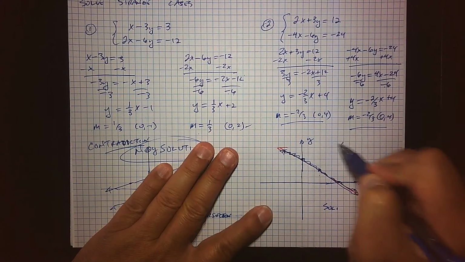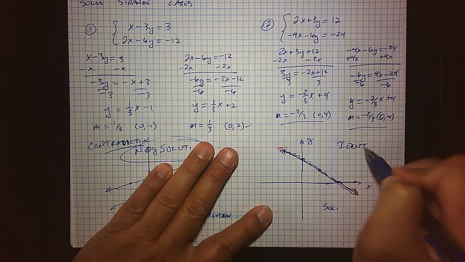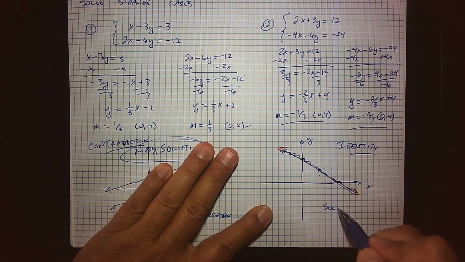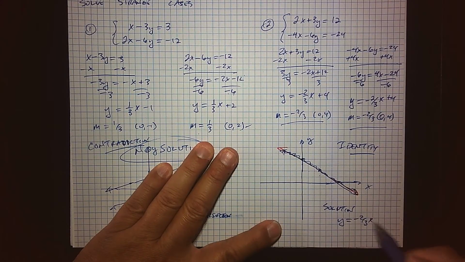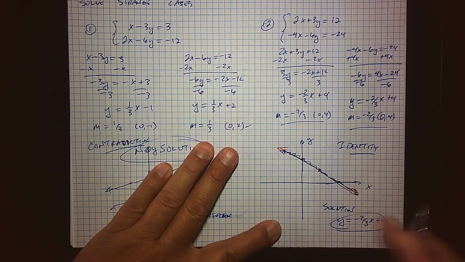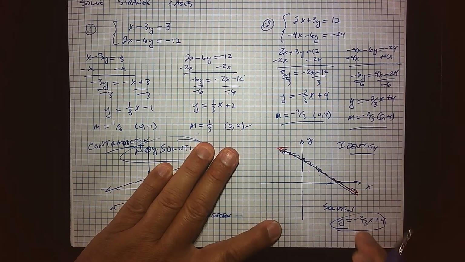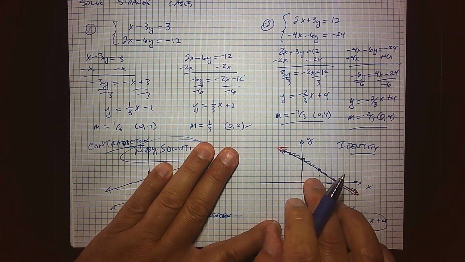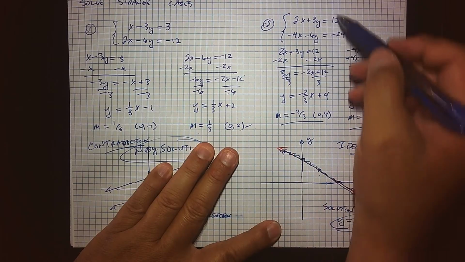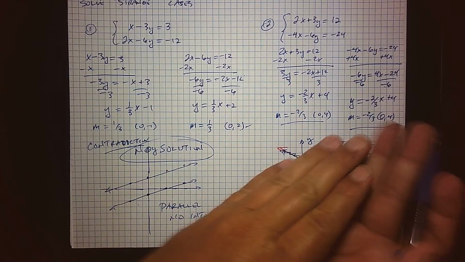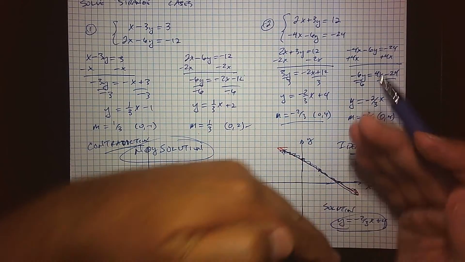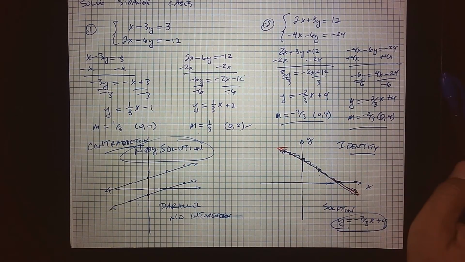So first of all, we call this an identity, right? That's what we called this back in the day. And the solution is basically the whole line y equals negative 2/3 x plus 4. Any ordered pair that is on that line solves this system because both equations represent the same line. So there's an infinite number of intersections as they constantly run into each other.